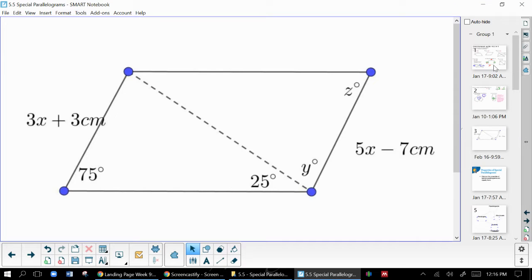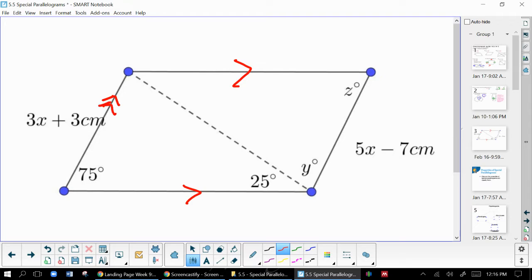Okay, so today this video is going to cover properties of special parallelograms. In the last video, we talked about things that we know are true for all parallelograms. Today, things that we know are true are just true for certain types of parallelograms. So the first thing I want you to do, we've got a parallelogram here.